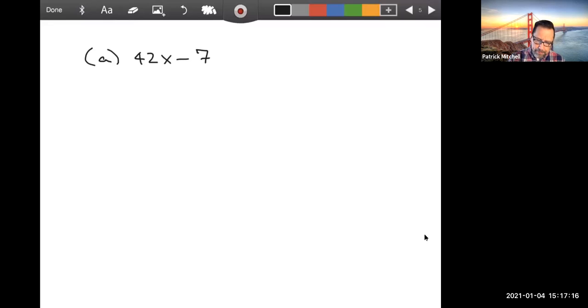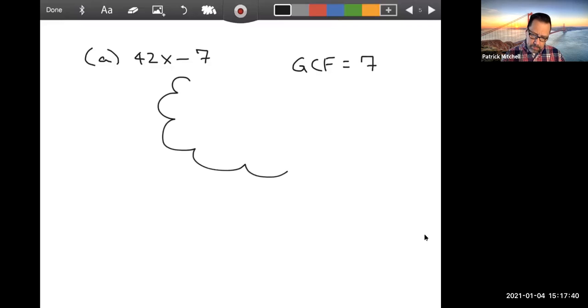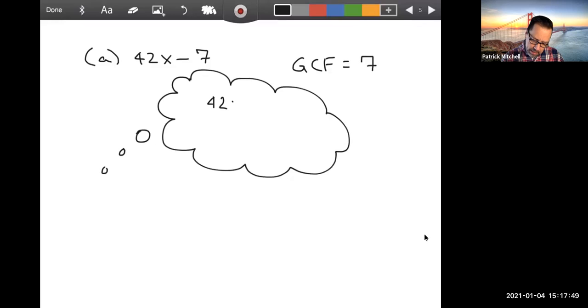Okay, so the GCF for these 2 terms is 7. Okay, so that's something that I would encourage you to pause the video and think about. Why is it 7? Okay, now I have my own special Mitchell way of explaining the next step. I call the next step a thought bubble, like you see in comic strips. And what happens inside the thought bubble is I want you to think about what happens when you take 42x minus 7 and you divide each term by 7, because that's going to tell us what our other factor is.